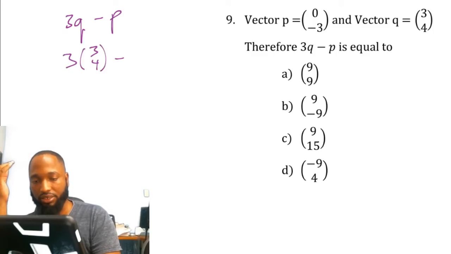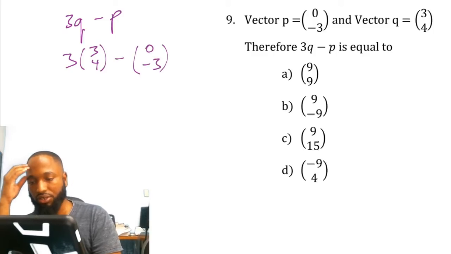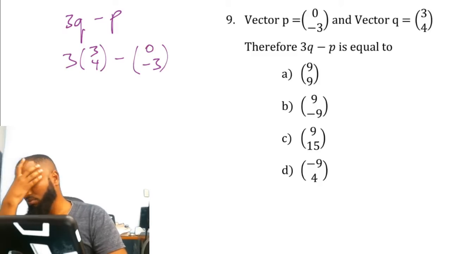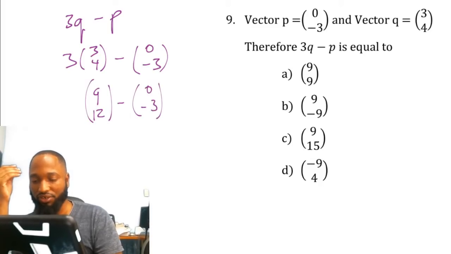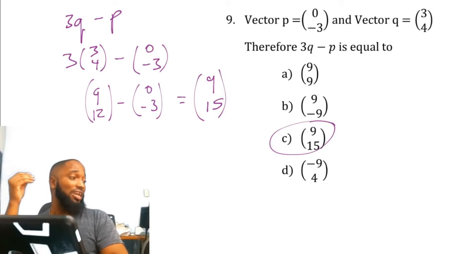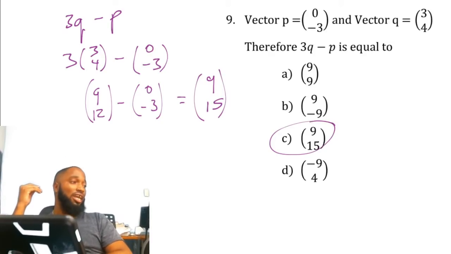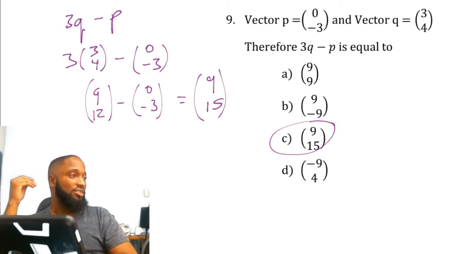3 4 minus 0, negative 3. So 9 by 12 subtract 0, negative 3. So 9, 15. I don't even remember painting these answers. So I get 9C. Yeah, that's the people who say 9C. That's correct.